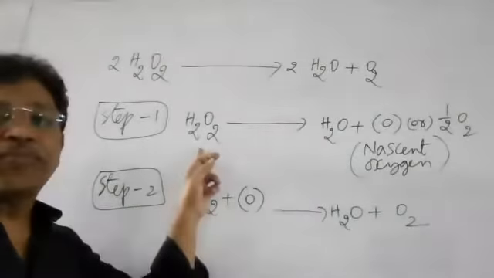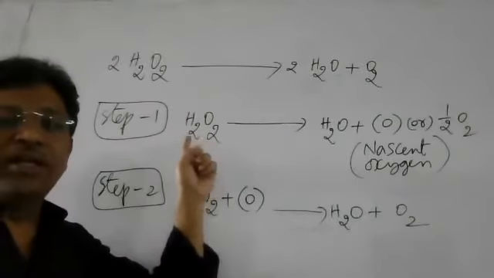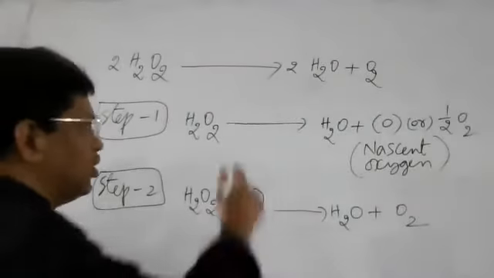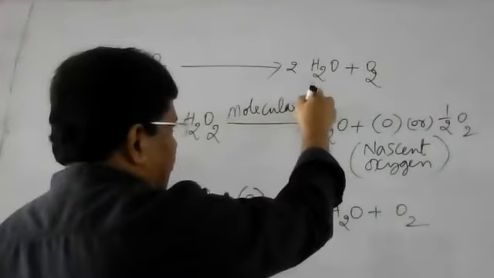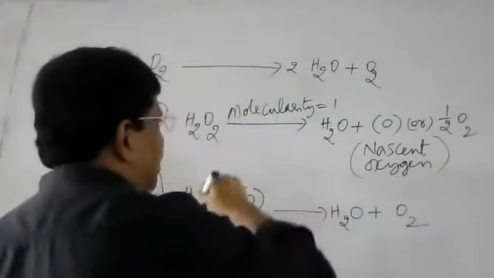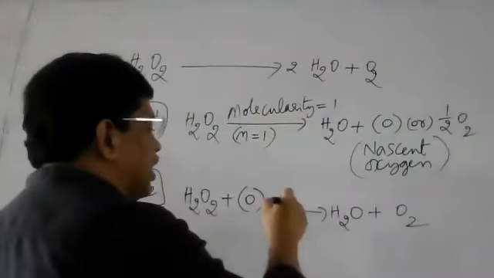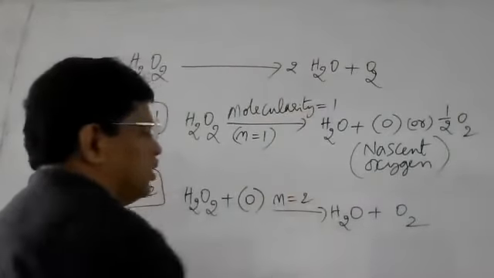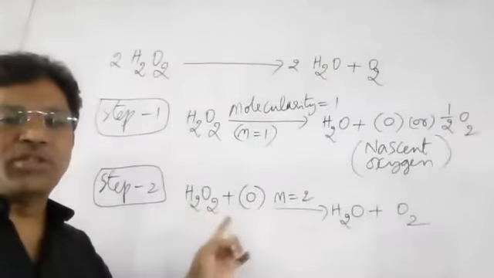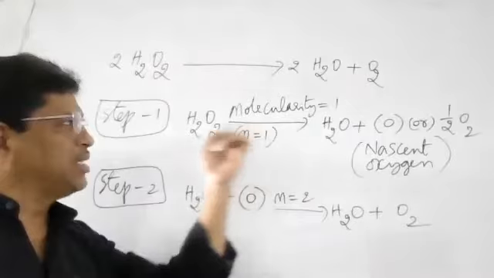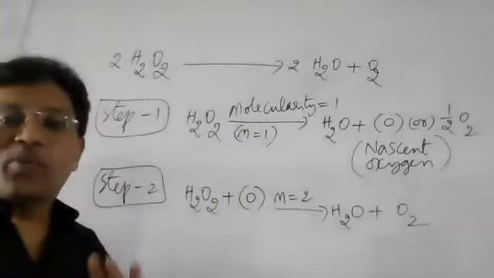And in the first step, what is the molecularity? 1. Only one H2O2 molecule is involved here. So this step has molecularity 1. And here, how many particles? One H2O2 and one O combining with each other. So it has molecularity 2 here. In the first case, molecularity 1, so it is a unimolecular reaction. The second is a bimolecular reaction. Keep that point in mind.